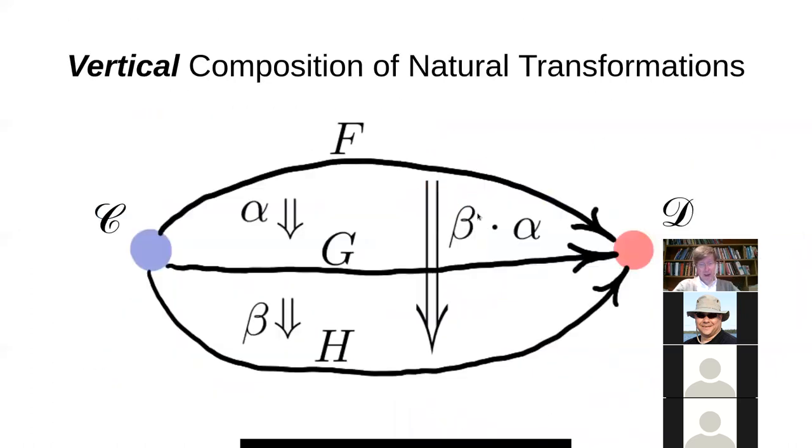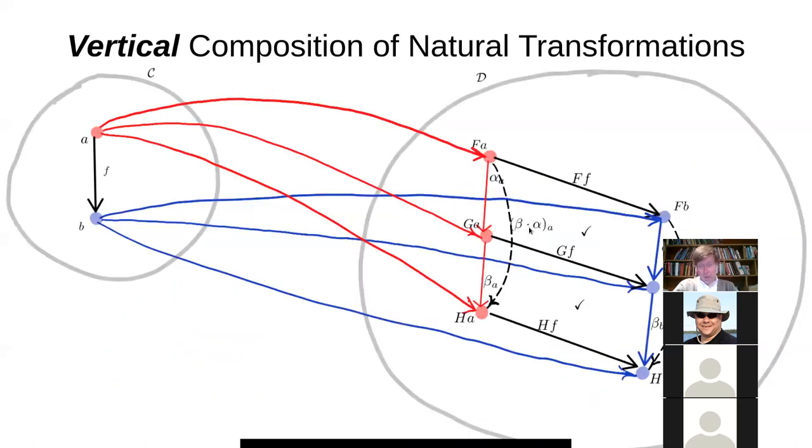That's what alpha A is. And that's what beta after alpha, vertically composed, sub A is. It says, I'm going to tell you how to translate from how F handled it to how H handled it. Great. And the same thing with B over here. All right. And all these things have to commute nicely. Because they're natural transformations, they have to commute, and these squares here have to commute as well.